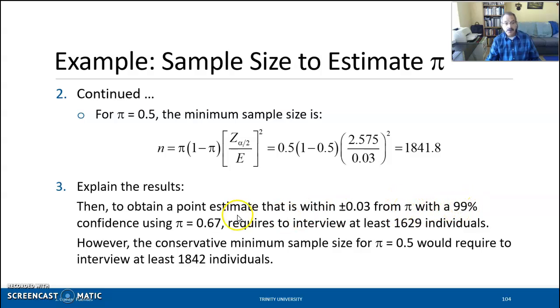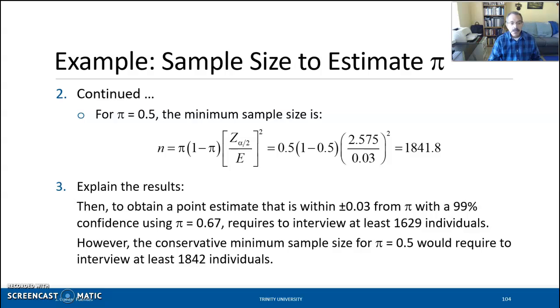So to obtain a point estimate that is within plus or minus 0.03 points from the value of pi with a 99% confidence using a pi of 0.67 requires to interview at least 1,629 individuals. However, the conservative approach will require interviewing at least 1,842 individuals. So if you didn't know pi and you went with a conservative estimate of 0.5, the required sample size will be larger, but not too large.